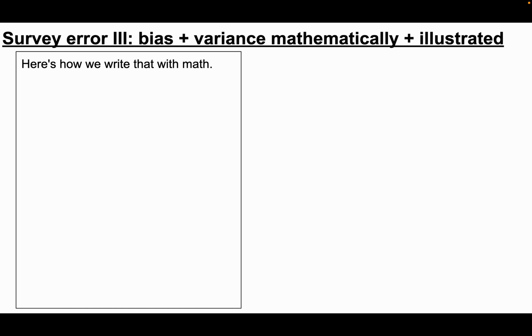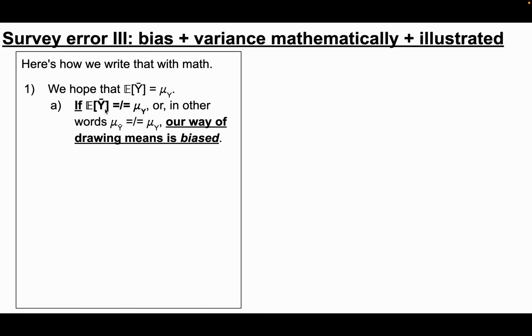So let's go over this one more time, but with a mathematical derivation, and a nice, more realistic example. Here's how we write bias and variance with math. When we say that we don't want any bias, we're hoping the expectation of y bar is equal to the true mean mu of y. If the expectation of y bar, and expectation just means the average for our purposes, is not equal to mu y, or in other words, mu y bar is not equal to mu y, our way of drawing means is biased. What I want to call attention to here is this somewhat silly thing about notation, which is that expectation basically means average and mu basically means average. They both mean the mean, effectively.